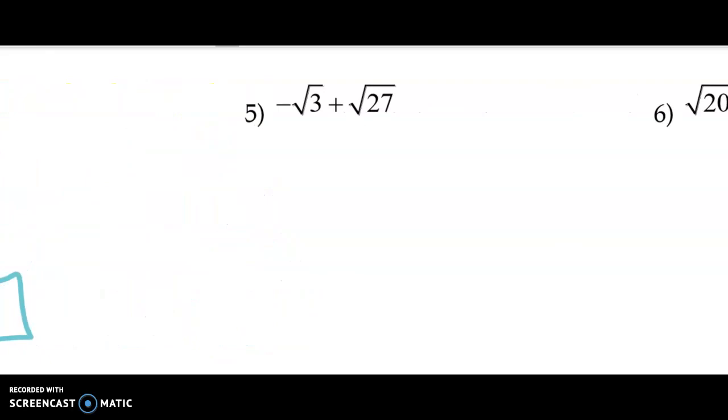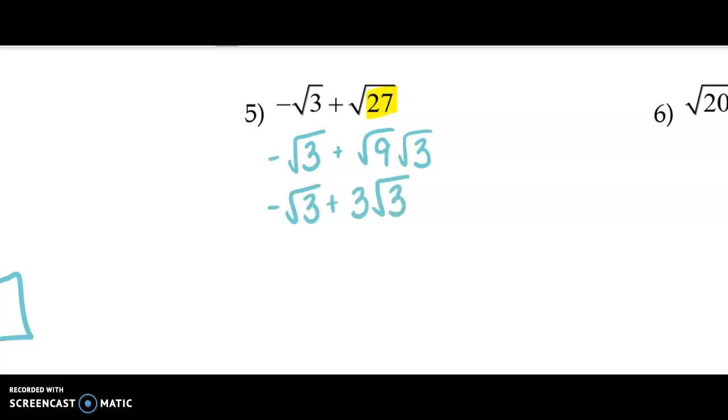Number 5, they are not the same underneath, but let's see if we can simplify either one of them. 3 can't, but I can simplify 27. So negative square root of 3 plus the square root of 9 times the square root of 3. I can break up 27 into that. So negative root 3 plus square root of 9 is 3, and then the root 3 stays.